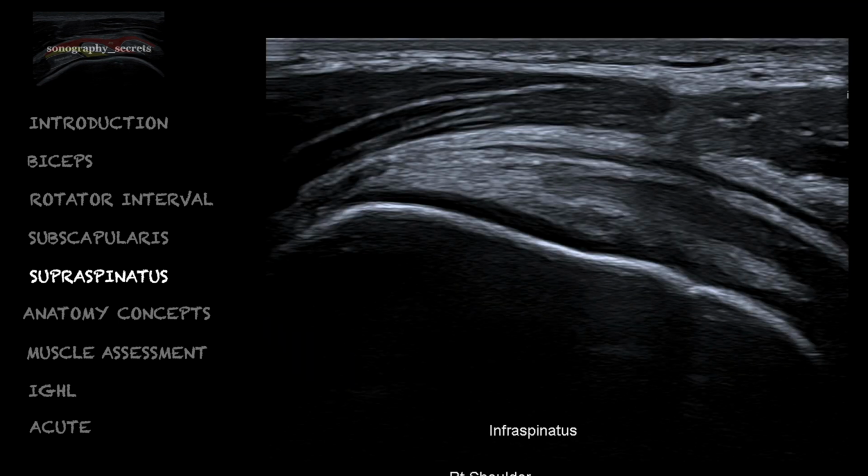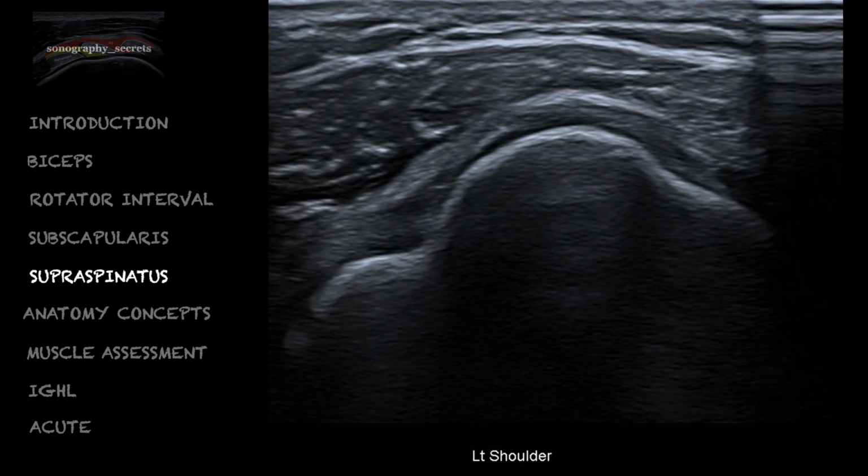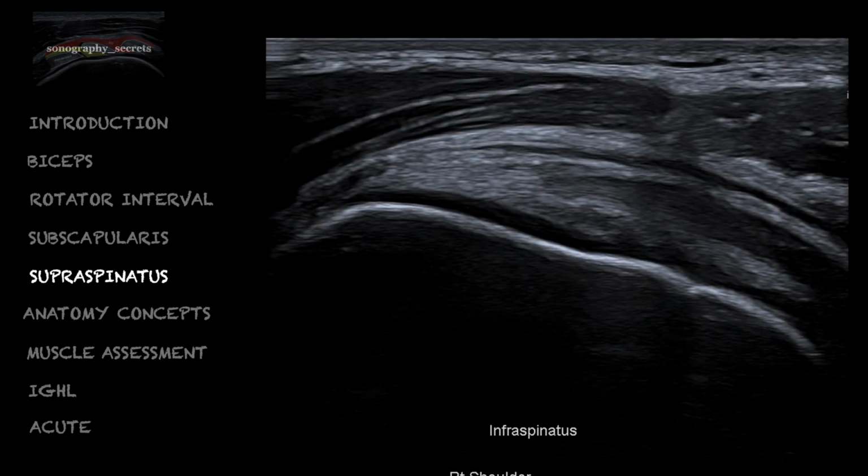Now, I've included infraspinatus in this section also, because you cannot assess supraspinatus without also assessing infraspinatus. The 2 tendons interdigitate, they cross over. It is a confluent cuff. Here you can see that the distance between the biceps and the anterior aspect of infraspinatus, as denoted by the humeral head facets, is just 15 millimeters. So I'll ensure that I scan infra in every position that I scan supra in.